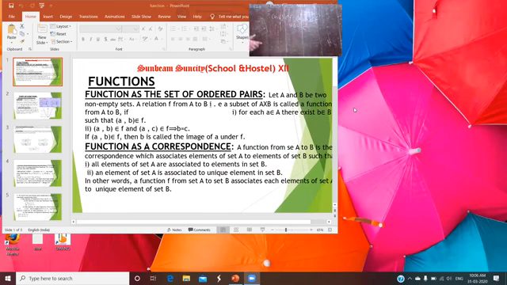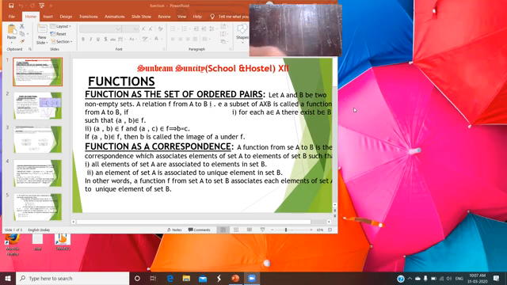And the next topic is function as a correspondence. Function as a correspondence means what? A function from set A to set B is the correspondence which associates elements of set A to elements of set B, such that all the elements of set A are associated with elements in set B, and second, each element of set A is associated to a unique element in set B.